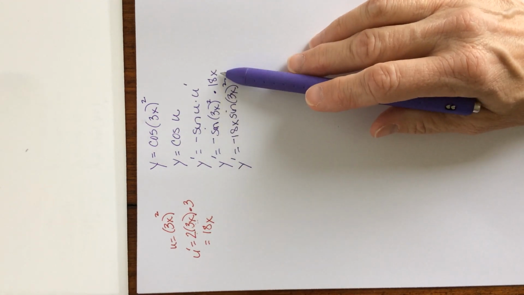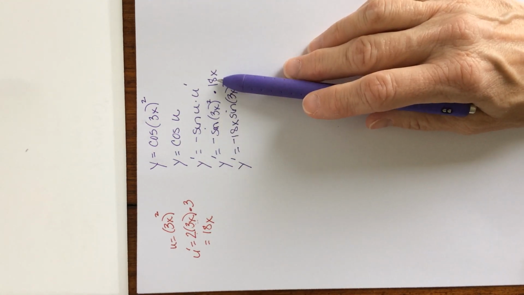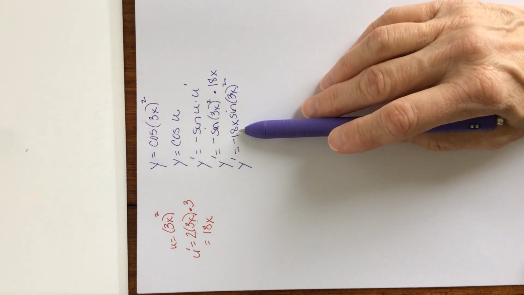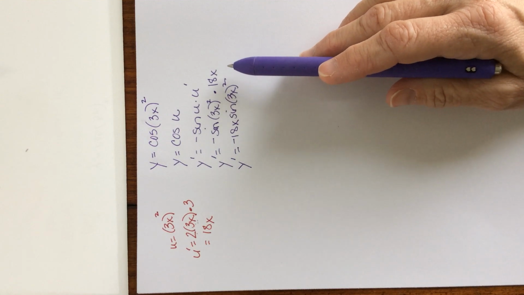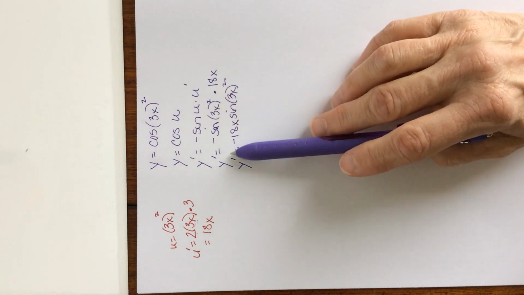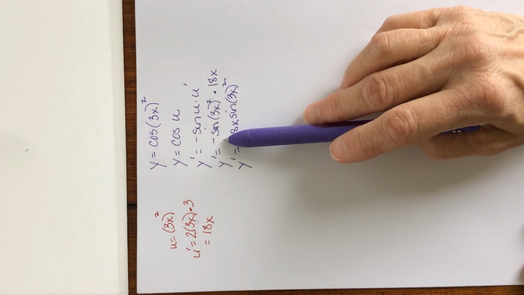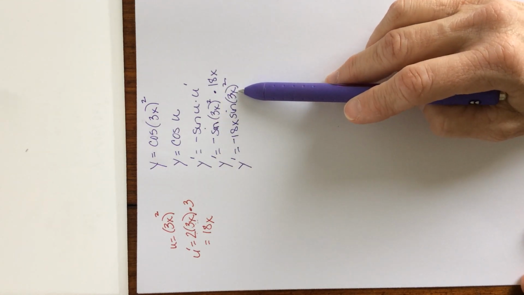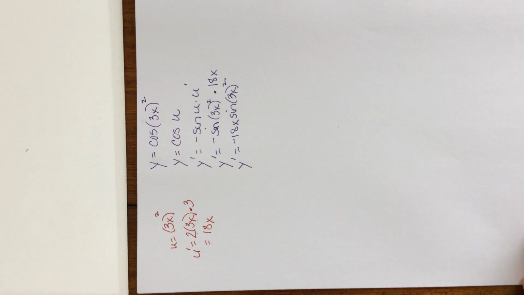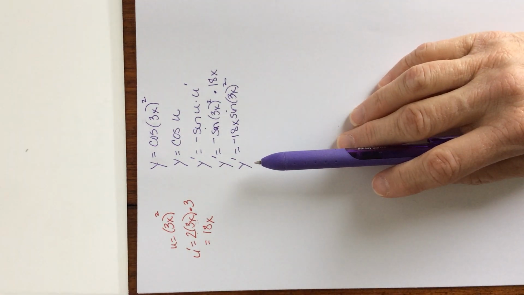Now, bringing the 18x out front is not really necessary, but if this were a question on a multiple choice test, you would need to be able to recognize that this expression and this expression are equivalent. Okay, so just keep that in mind.